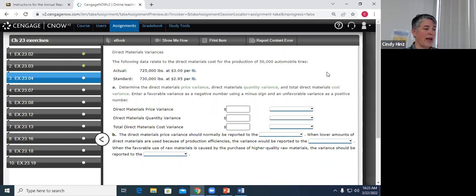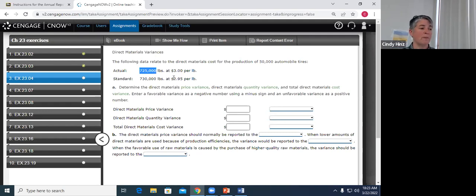So we have our actual compared to our standard. And we can already see what? That they used less of the material. They used 5,000 pounds less. That's a favorable variance in quantity because they used 5,000 pounds less than they expected to use.